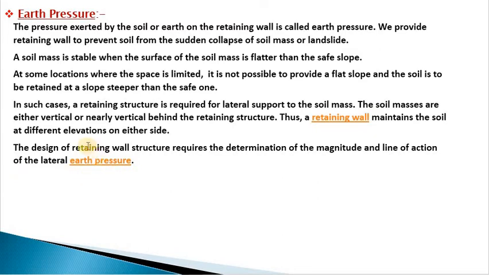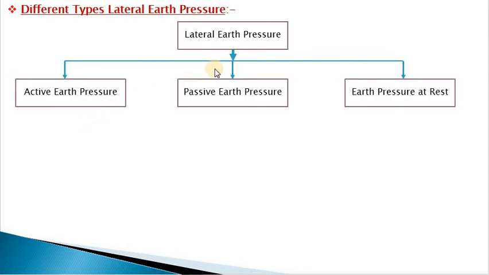Basically, the earth pressure is exerted by soil or earth on the retaining structure. Now, different types of earth pressure. Basically, lateral earth pressure is of three types: one is active earth pressure, another is passive earth pressure, and the third one is earth pressure at rest.